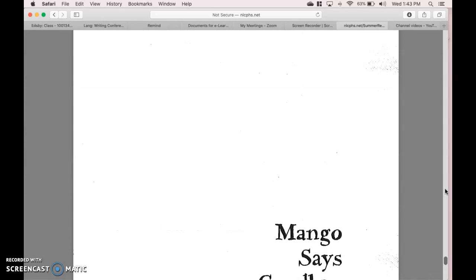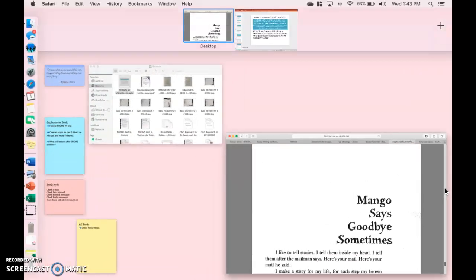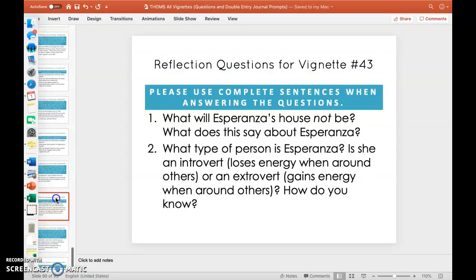So that's a super short vignette. Here are your reflection questions for vignette number 43. Remember, when you are creating a reading response note, you want to include the vignette number, the vignette title, the setting, the character, a plot summary, along with a connection. Reflection question number 1 reads, what will Esperanza's house not be? What does this say about Esperanza? So what does this say about her as a person?